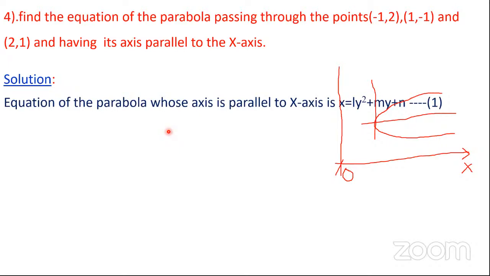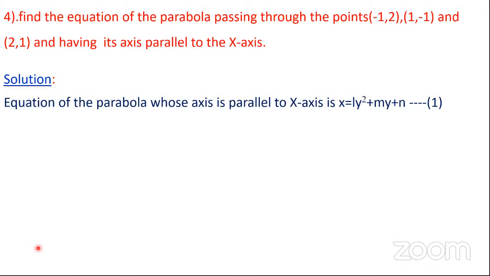Solution. The equation of the parabola whose axis is parallel to the x-axis will take the form x equal to ly square plus my plus n. This is a formula, children. What is the formula? We have different forms of the equation of the parabola. On expansion, it takes the form x equal to ly square plus my plus n, or y equal to lx square plus mx plus n, when the axis is parallel to either the x-axis or the y-axis. Okay, children, that was discussed in our last class.